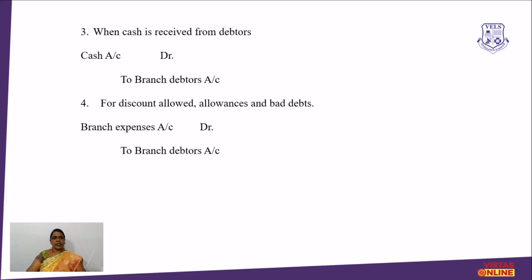Then the third one is when cash is received from debtors. When we are making credit sales, definitely the customers will pay the cash, right? So when we are receiving the cash, what is the journal entry? Cash account debit to branch debtors. The companies are allowing discount or allowances, and bad debts are also with them. In case any discount allowed, allowances and bad debts are there, what is the journal entry? Branch expenses account debit to branch debtors account.